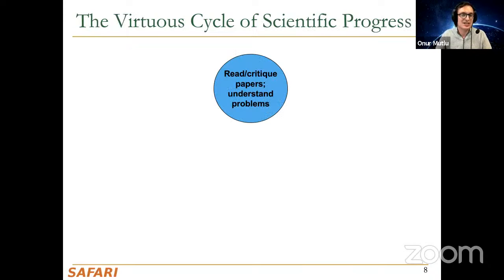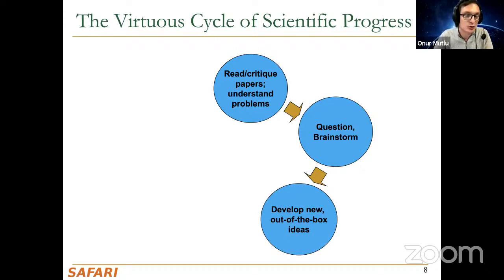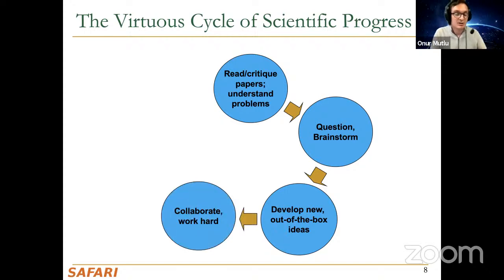So I actually have a good picture of this. There's a virtuous cycle for scientific progress. You start by reading, critiquing papers, and understanding problems. That leads you to questioning and brainstorming. That leads you to hopefully develop out of the box and new ideas. And this could be a collaborative process, by the way. It doesn't need to be an individual process. And I think collaborative process is a really good process. That's something I encourage everyone to do. And then you can collaborate, work hard to look at the idea in more detail. So this is the hard part, potentially.